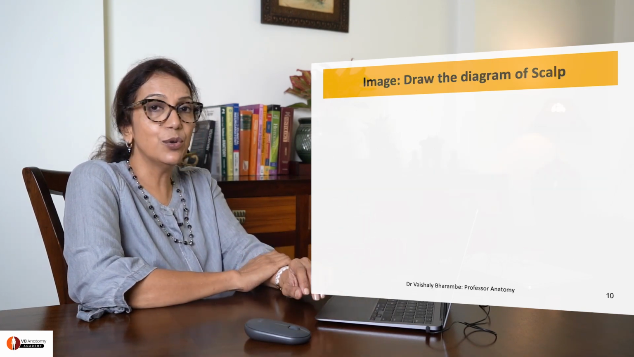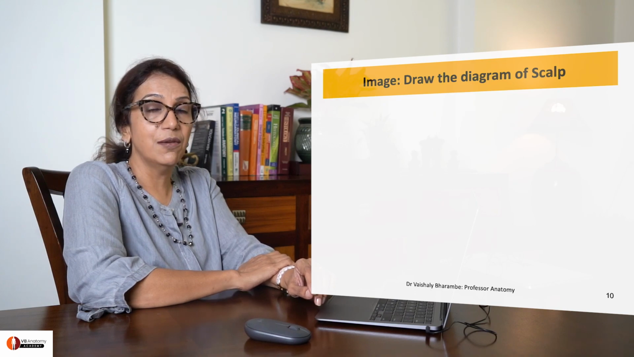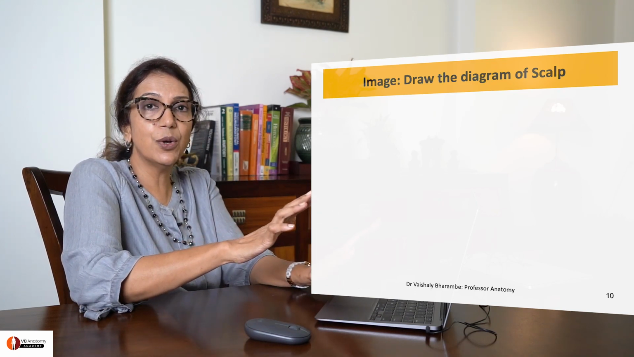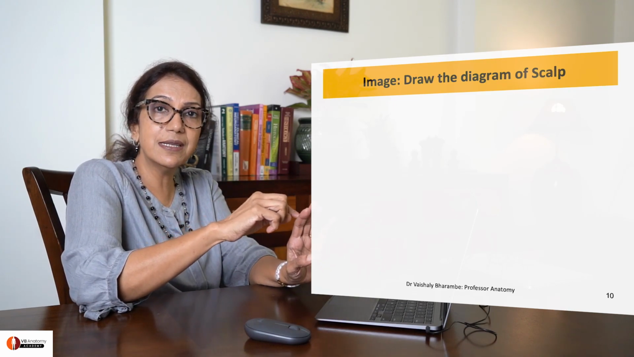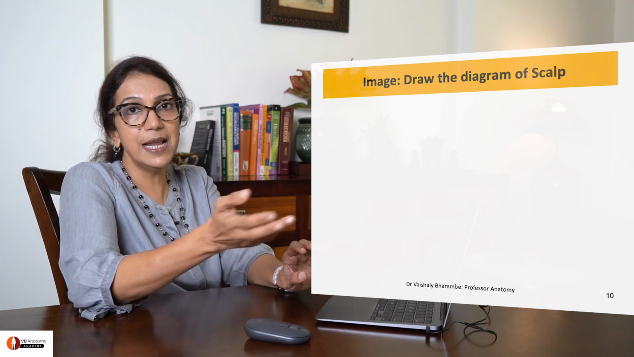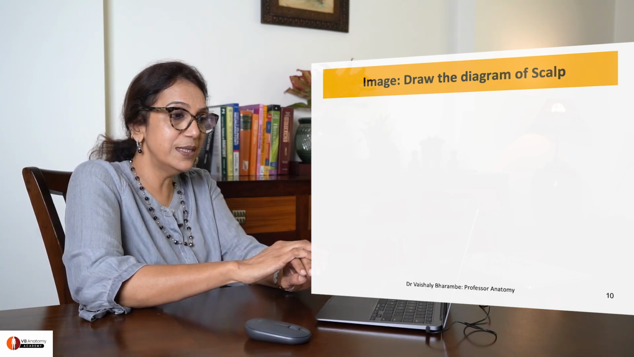And the next thing we do is we pick up our drawing books, pick up our color pencils, and we draw the same thing. After having drawn it, we will be discussing each of the layers along with their applied anatomy. Right? Then let's begin our diagram, dear students.